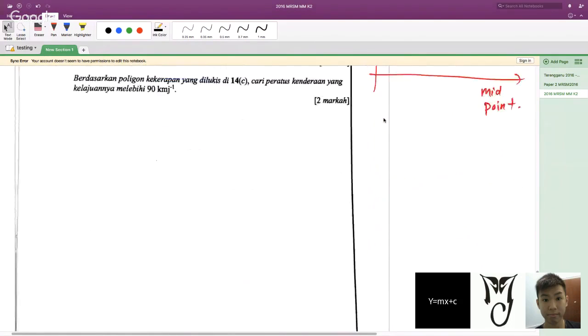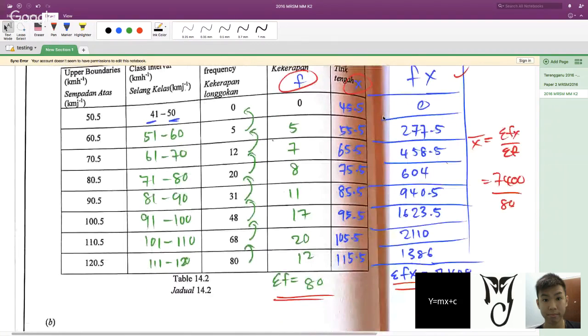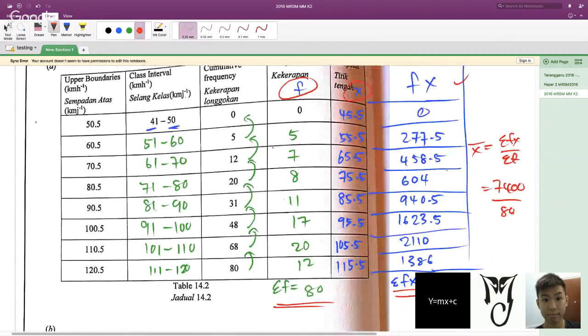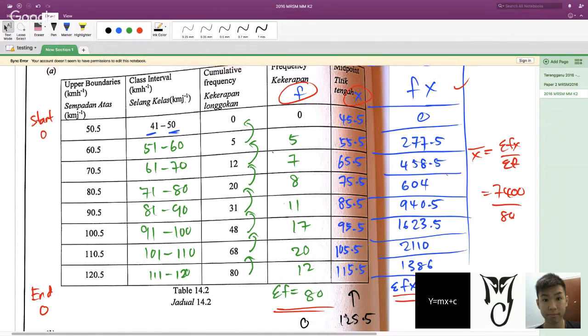Something you have to pay attention to is that a frequency polygon has to start at 0 and end at 0 as well. Here you don't have any midpoint for you to end at 0, so you have to add one by yourself, which is 125.5. The frequency is 0 for this one, because a frequency polygon must start at 0 and end at 0.